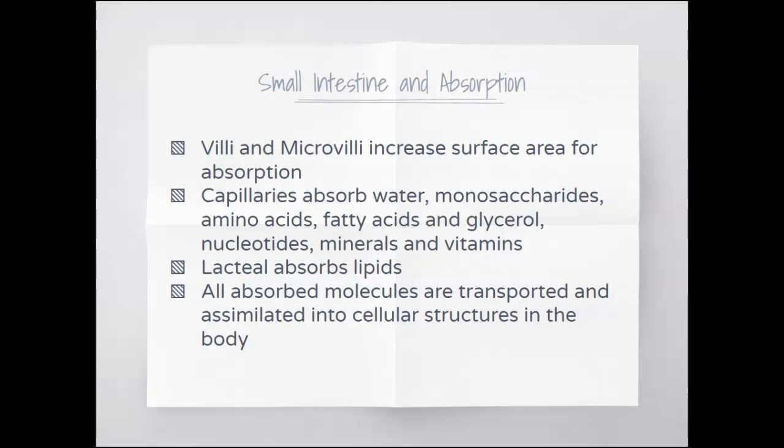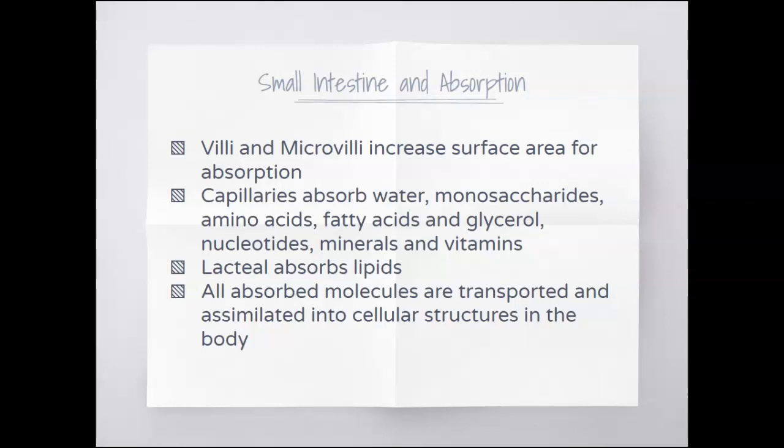Inside the small intestine, it is covered in villi and microvilli. The reason for that is to increase surface area for absorption. Even though your small intestine is quite long, it's all wrapped up, and you don't want to be digesting food for like days on end. So the villi and microvilli are there to increase surface area, which speeds up absorption.